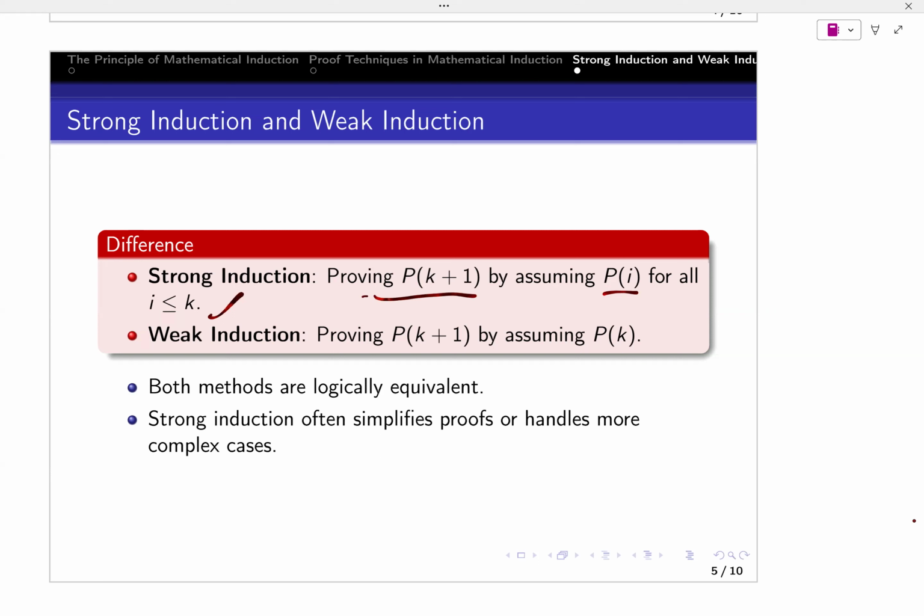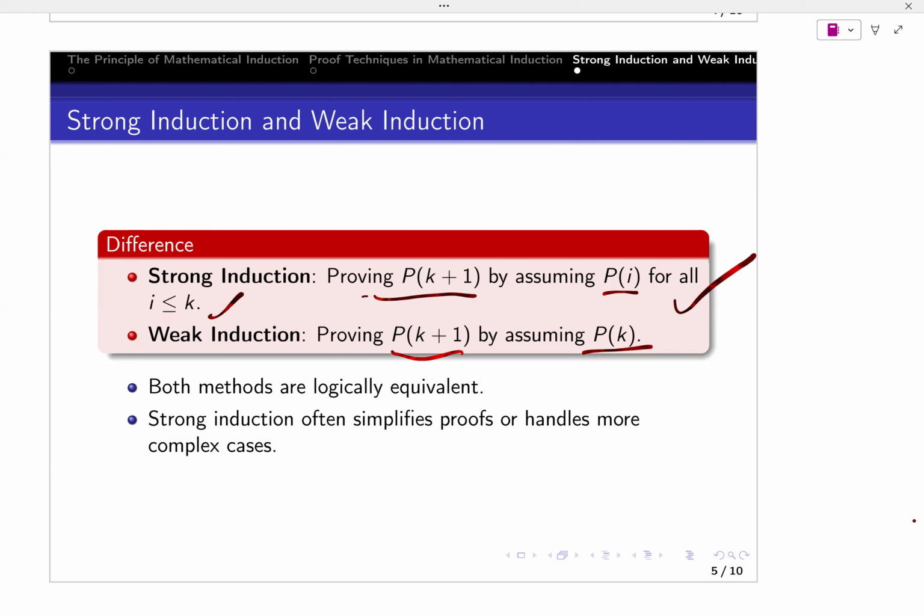But for weak induction, you just prove straight that P of k plus 1 by only assuming P of k. So for weak induction, you just jump straight to k. But for strong induction, you start from 1 up to k before you prove for k plus 1. And again, I'm adopting the strong induction technique. Both methods are logically equivalent. I mean, they are basically the same thing.